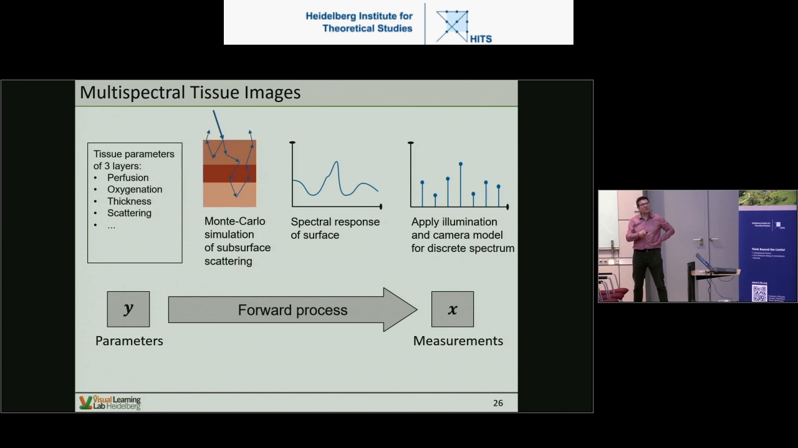So we know the forward process, and that's a very complicated Monte Carlo simulation that they do, and they get measurements out. And in their previous work, they exactly trained a neural network to invert this and get out these original parameters, and now they want to know, is it unique?